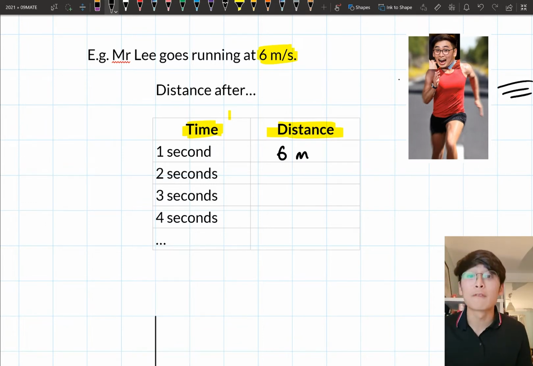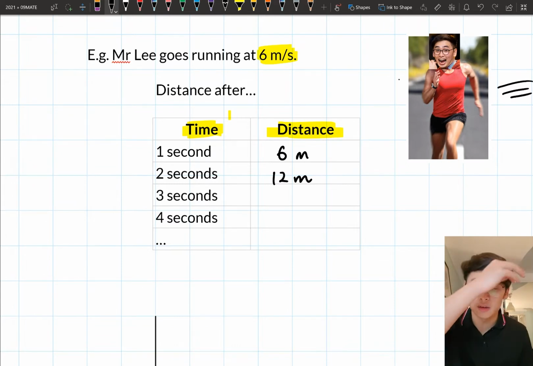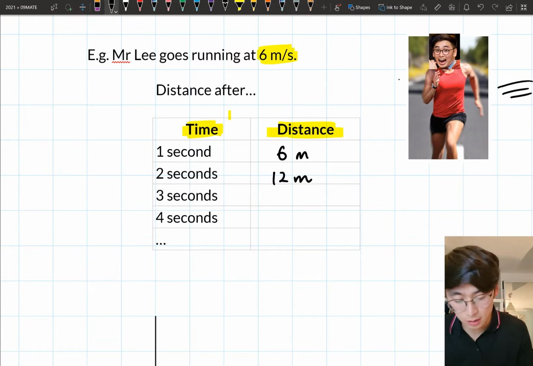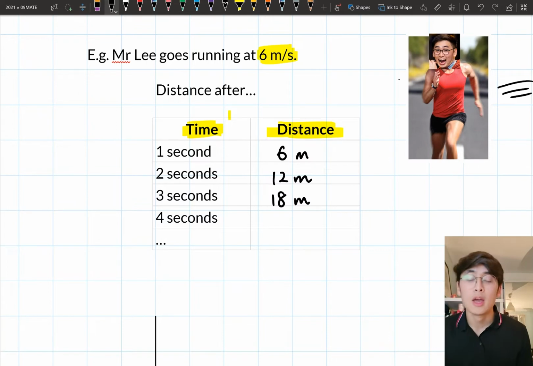Okay, cool. After 2 seconds, how far would I have traveled? Well, after 2 seconds, I just go another 6 meters. So here I would have traveled 12 meters. Okay, let's keep going. After 3 seconds, I would have traveled how many meters? Well, I travel another 6 meters in the next second. So here this becomes 18 meters. And after the 4th second, I would have traveled how many meters? Oh, 24 meters.